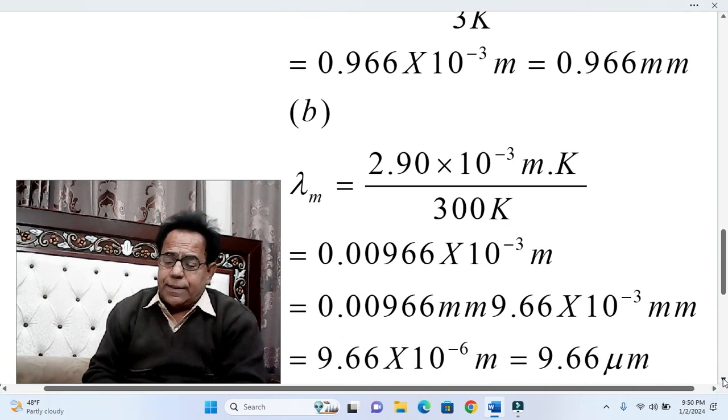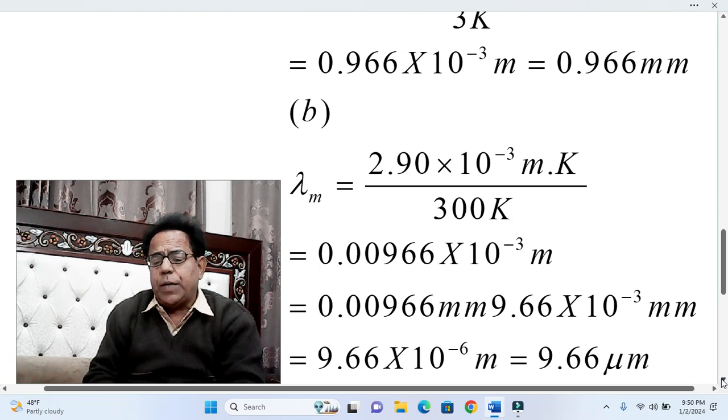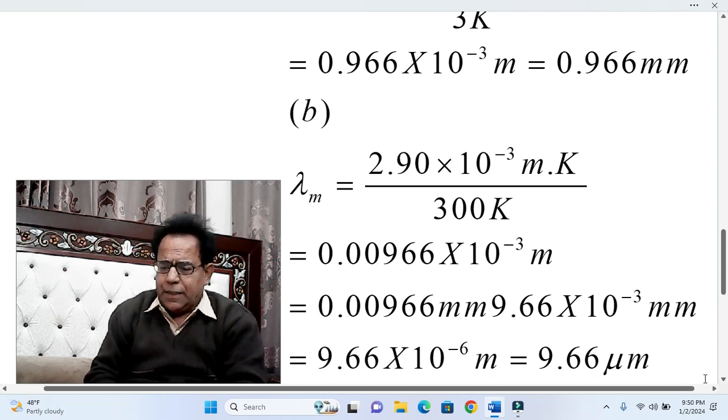Kelvin will be cancelled with Kelvin, and our maximum wavelength or peak wavelength will become equal to 0.00966 into 10 raised to the power minus 3 meter. Like the previous problem, we can write it simply as 0.00966 millimeter. Oh, sorry, dear students, there is a minor mistake. Minor, not major. The minor mistake is that there is a sign of equality here.